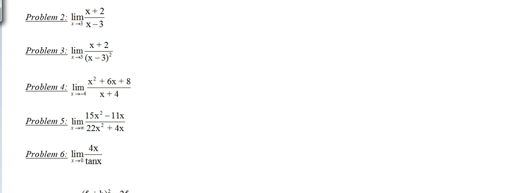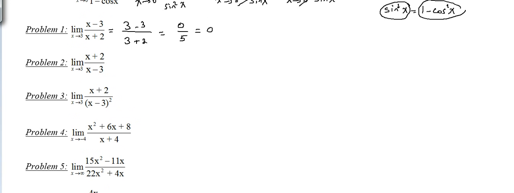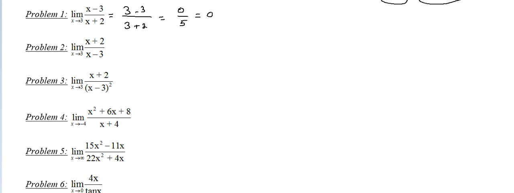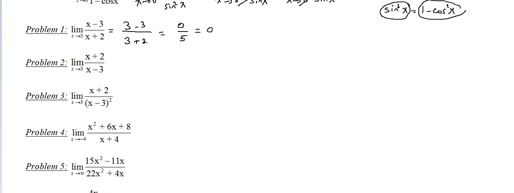Okay, limits, AP Calculus, part 2, part 3. So problem 2. Here we said, as we did before in the previous video, in problem 1, we can substitute directly because we have 0 in the numerator and we end up with 0 as an answer.